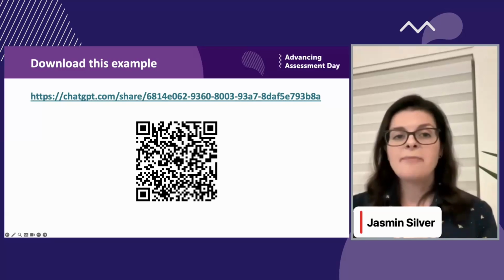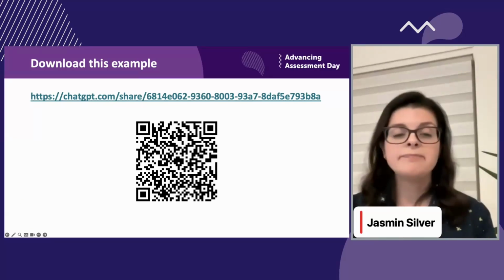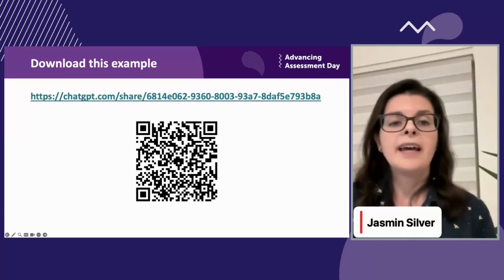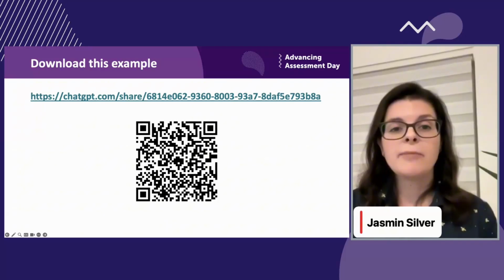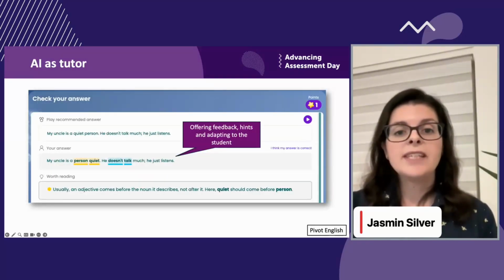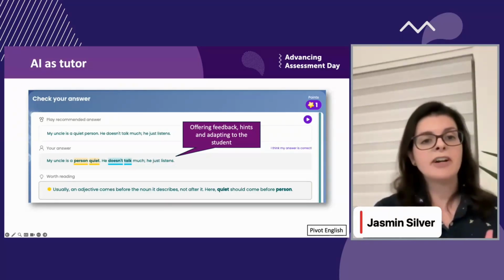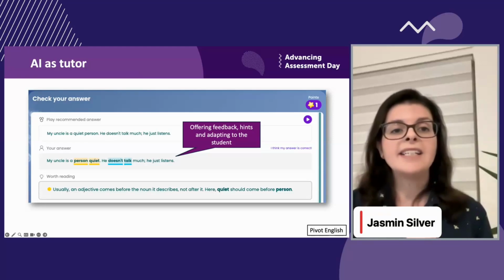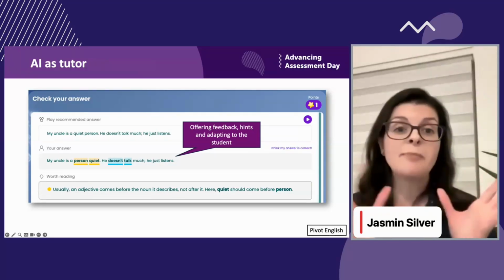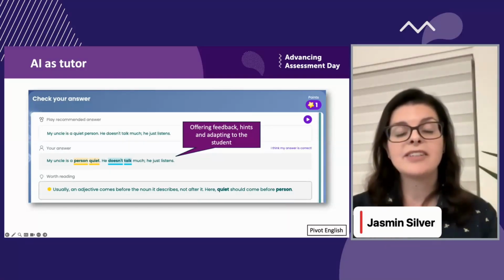So that's what AI as a tutor might look like in a chatbot, such as ChatGPT or Claude. And I just wanted to also show you what it might look like in a learning system. So this is Pivot English, which is an AI enhanced learning environment from Macmillan. And you have AI as a tutor really, or AI playing the role of a tutor built into the system.